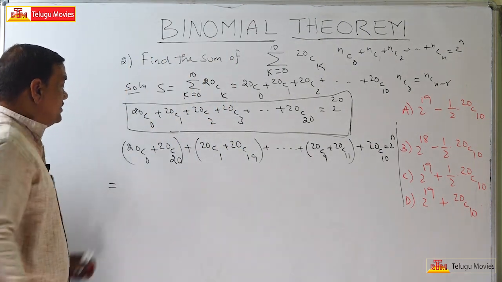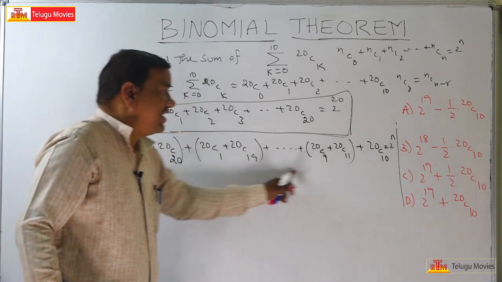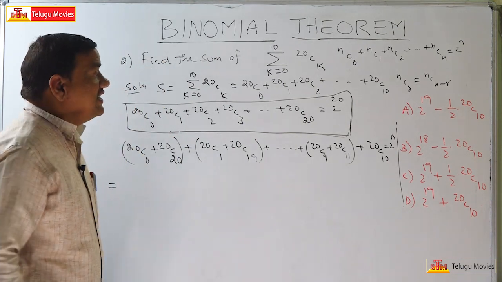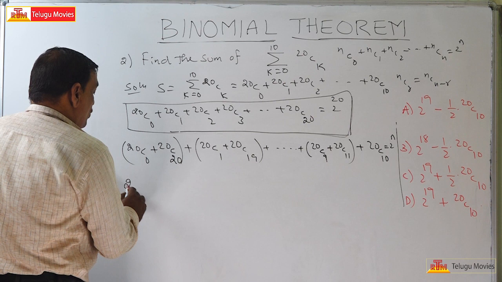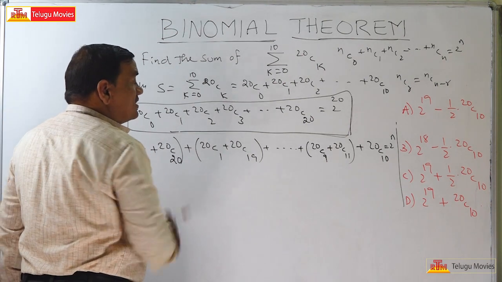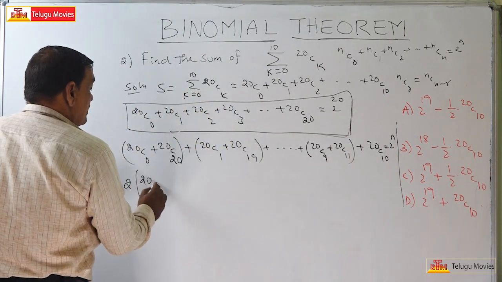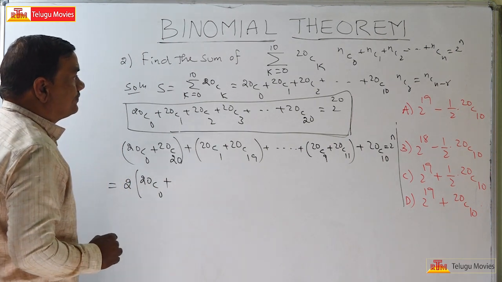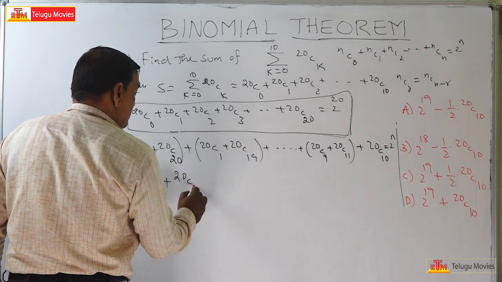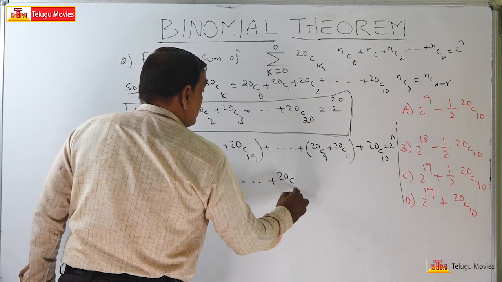Now see here, in 20C0 value plus so on, there are 10 terms. So we can write this as 2 times, because these two sums are the same, 2 times 20C0 plus 20C1 plus 20C2 plus so on up to 20C9.